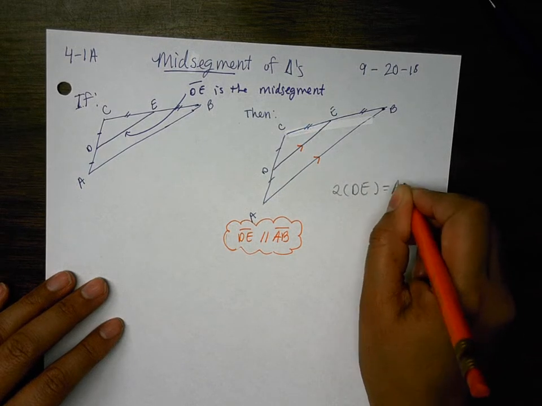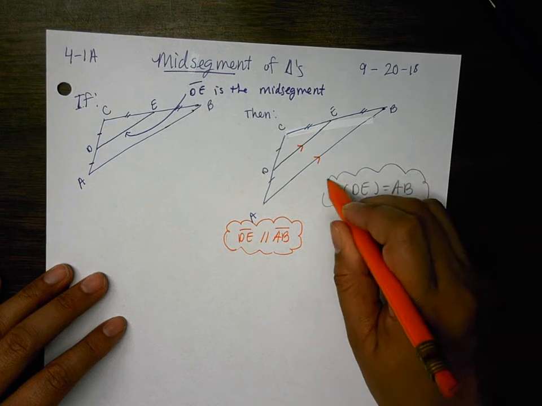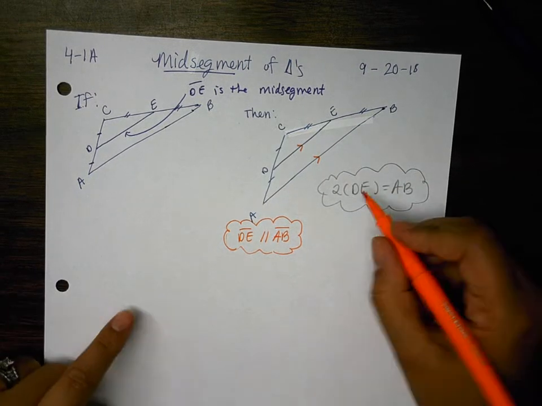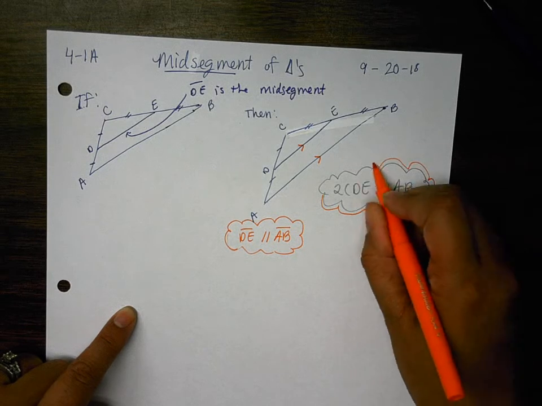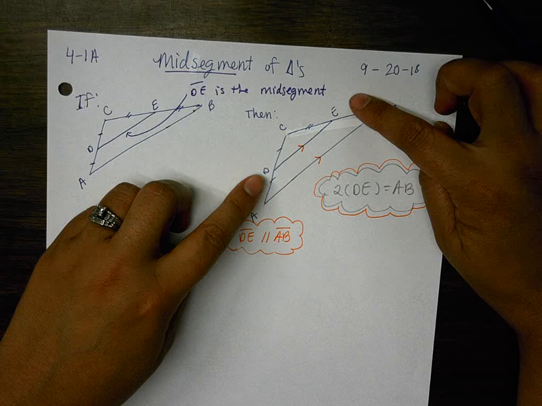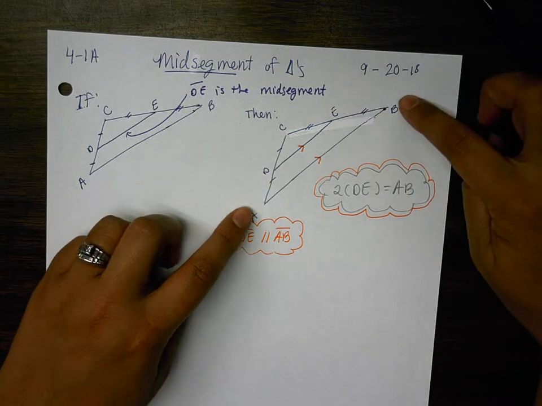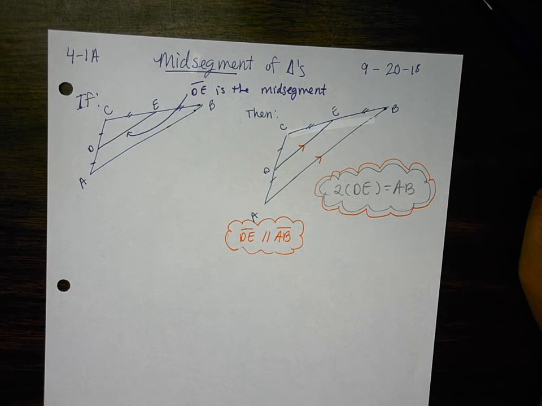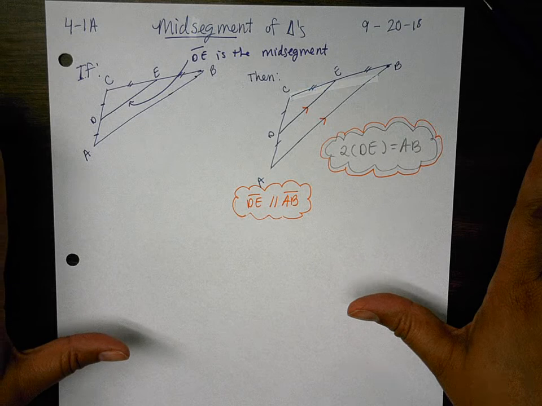2 times DE will equal the length of AB. Double the length of DE will equal the length of AB. This is a definite, not only on today's worksheet, but on the quiz and test as well. Got it? Okay, so again, double the length of DE will equal the length of AB. Double your mid-segment will equal your base. Well, that's it for the if-then statement.